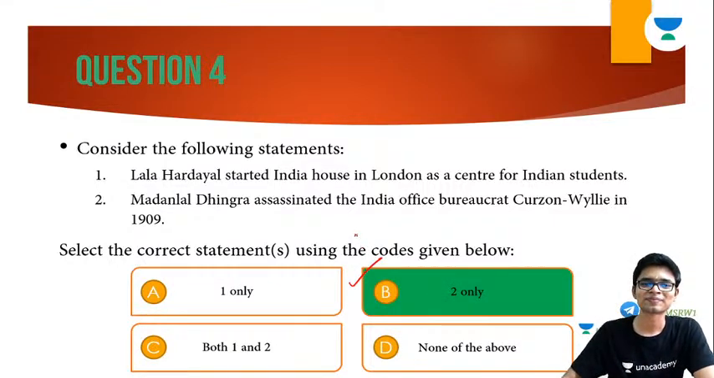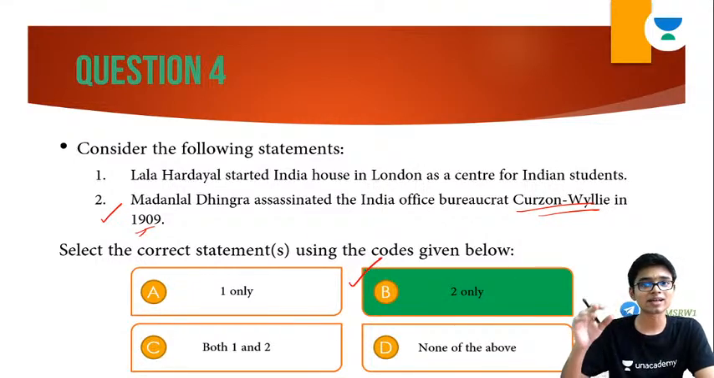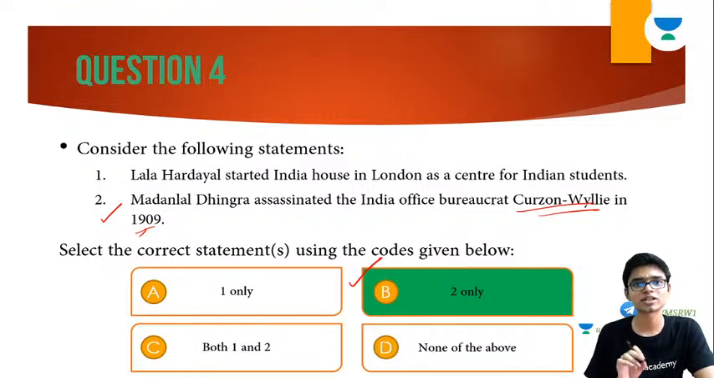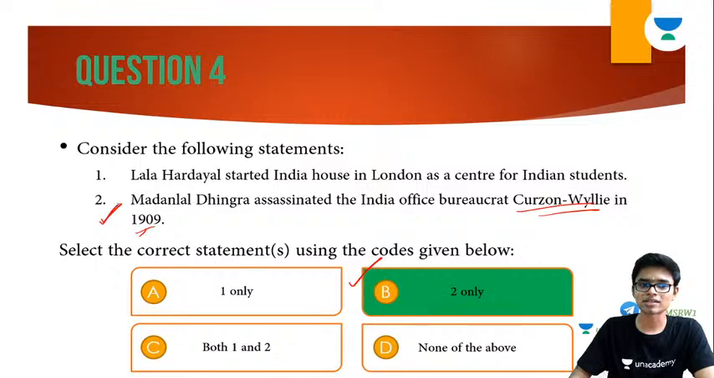2 only. So, Madan Lal Dhingra assassinated the India Office bureaucrat Curzon Wyllie in 1909. Yes, that is correct. This was around the time when we see a rise in revolutionary activities. We have the moderates, extremists, and a much more radical class named revolutionaries. So we see plenty of revolutionary activities around the period of 1905 to 1915. So statement 2 is correct.